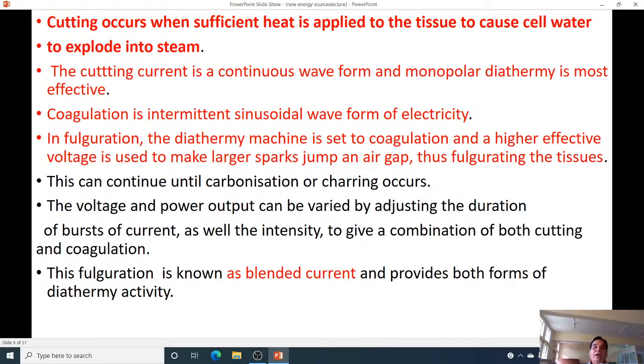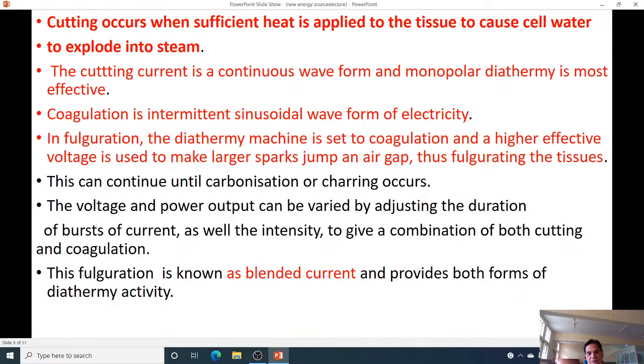What is happening here? It is cutting. Cutting is happening with sufficient heat applied at the tissue. It causes cell water to explode into steam. First steam is produced, they don't boil. Here the cutting current is a continuous waveform. Monopolar diathermy for cutting is a continuous waveform, always remember, as against coagulation, which is an intermittent sinusoidal waveform.